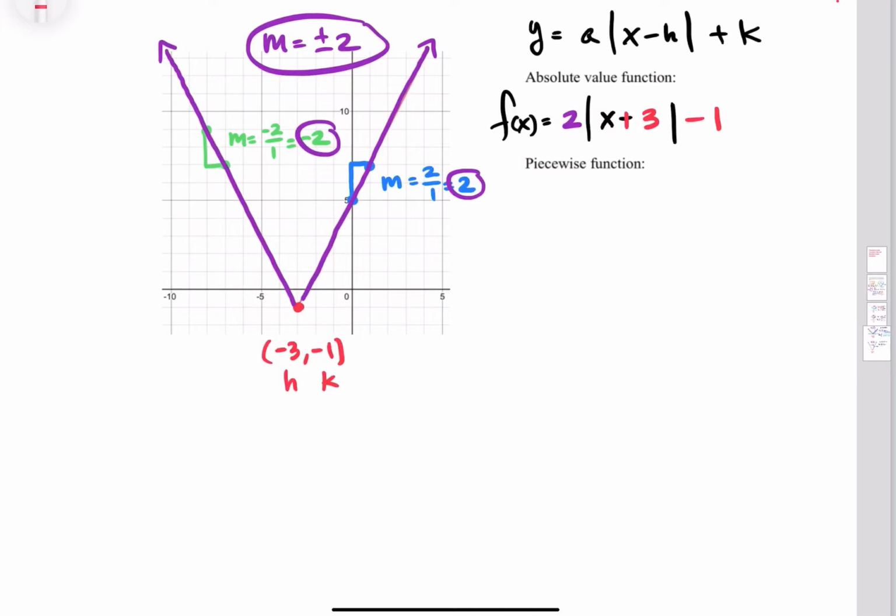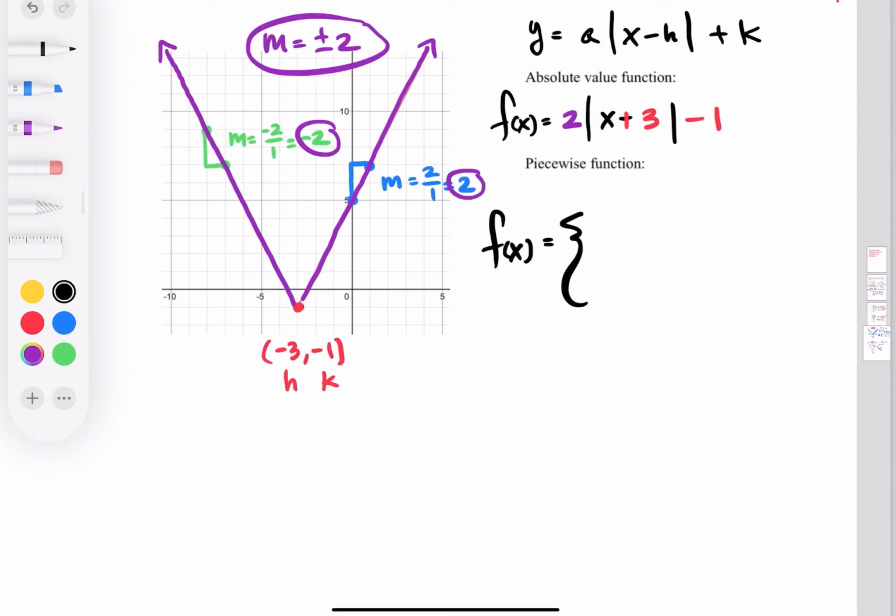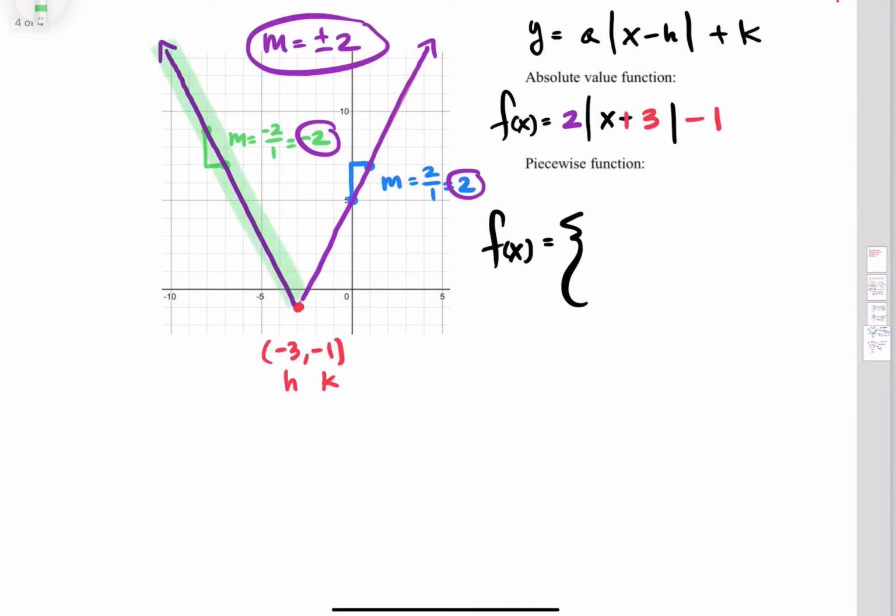All right, and then our piecewise function. Again, very similar. We're going to take a look at two pieces. We'll take a look at the one on the left, the one where we have that slope of -2. So I'm going to use -2 as my slope. Then we have our parentheses, x minus x1. Remember, x1 is our -3, so plus 3. And then our y1 is our -1, so -1. Again, it looks very similar to our absolute value function.